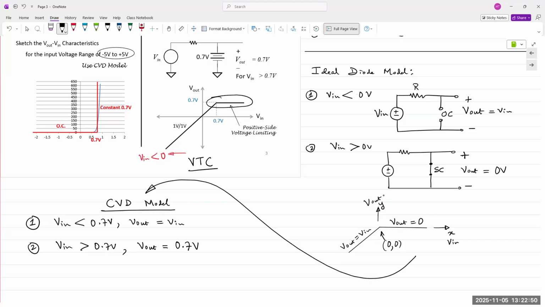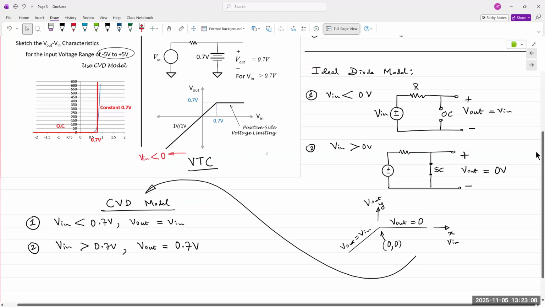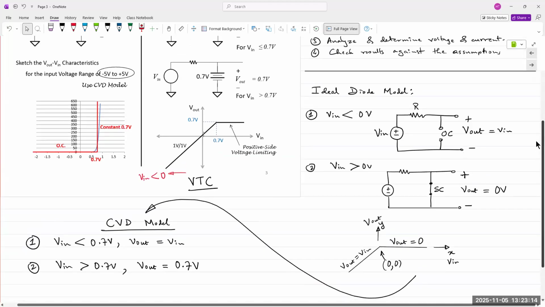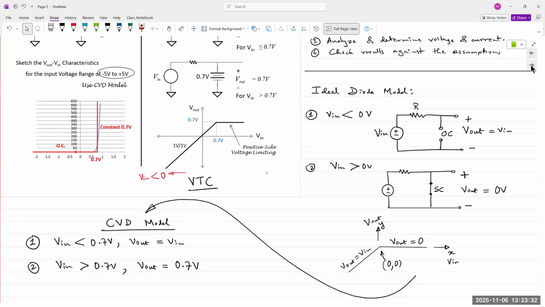I especially like to point this out because this is the first circuit we analyze with the ideal diode and CVD model. But going forward from here, we'll just look at CVD models. All right, let's take a pause while you think over this and let me know if you have any questions. All good? Does that make sense? Okay. All right, let's look at a few more circuits then.